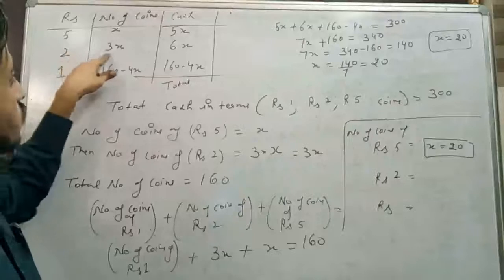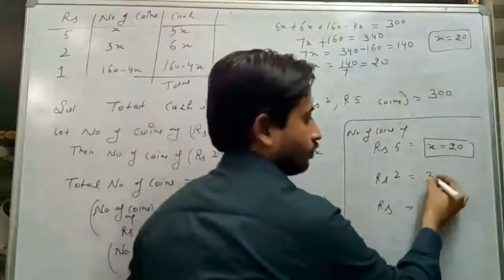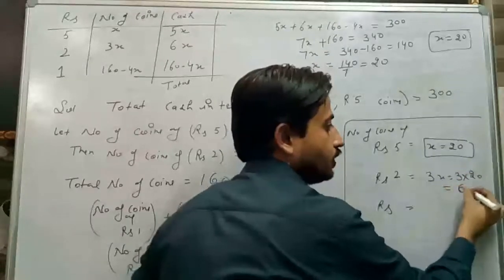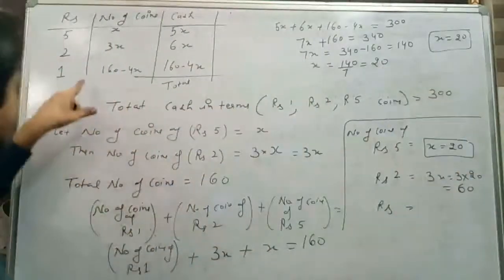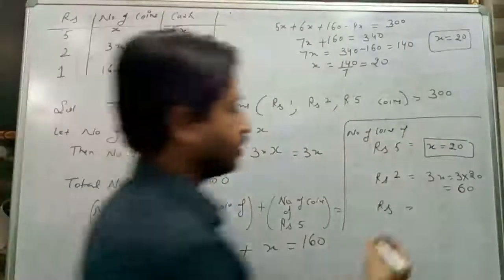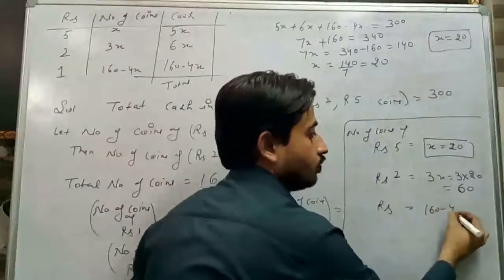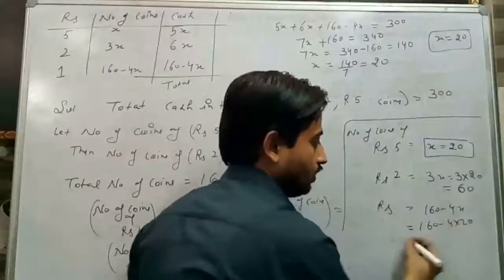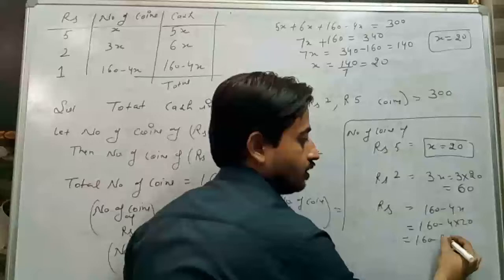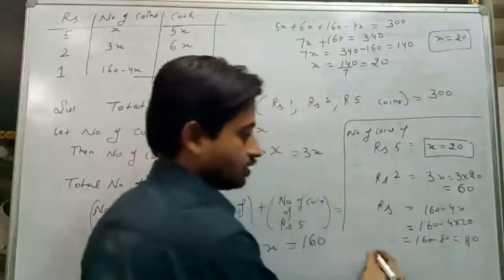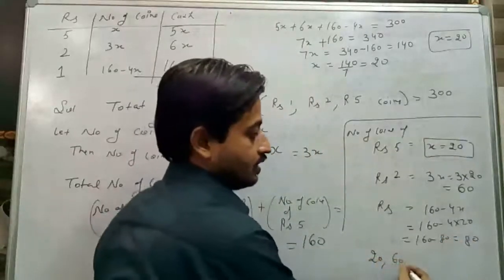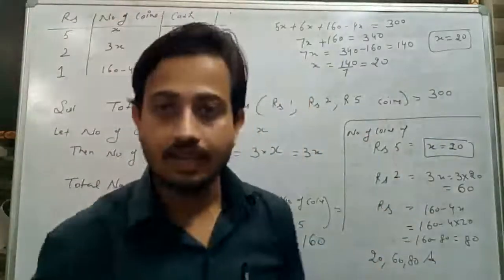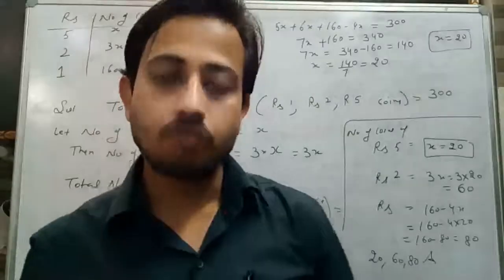Number of coins of rupees 2 is 3x. The value of x is 20, so 3 into 20, we get 60. Then the number of coins of rupees 1 is 160 minus 4x. Now put the value of x: 160 minus 4 into 20. We get 160 minus 80, which is equal to 80. So our answer is 20, 60 and 80. This is our final answer. So please make a note first.